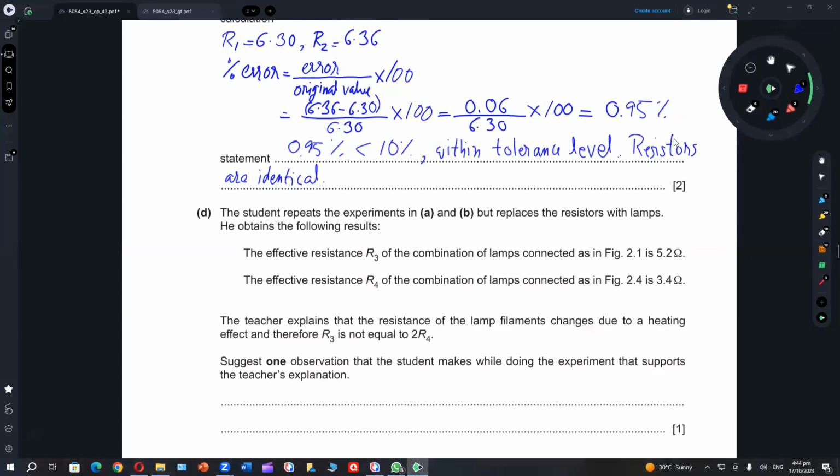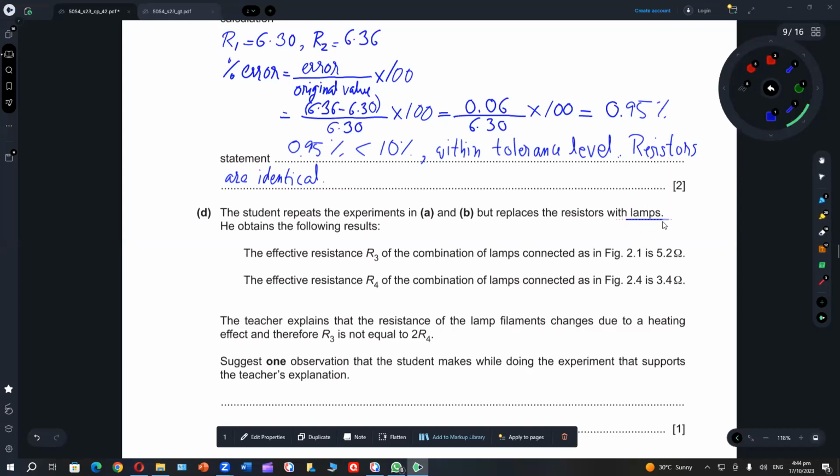The student repeats the experiment in A and B, but replaces the resistor with lamps. He obtains the following result. The effective resistance of the combination of lamps connected in figure 2.1 is 5.2. The effective resistance R3 of the combination of lamps is 2.4. He has attached lamps now in place of resistors.